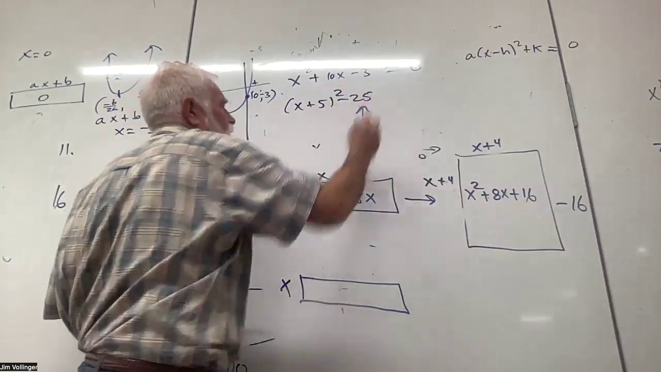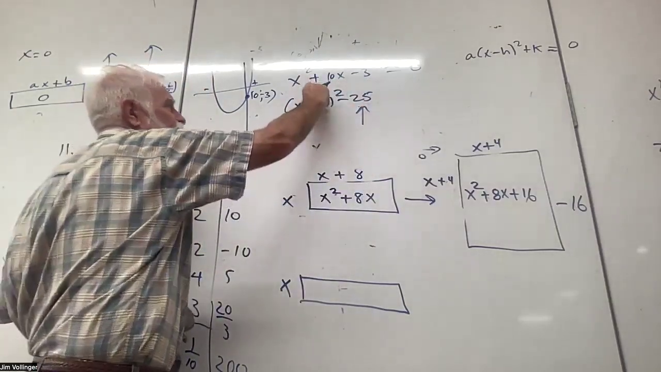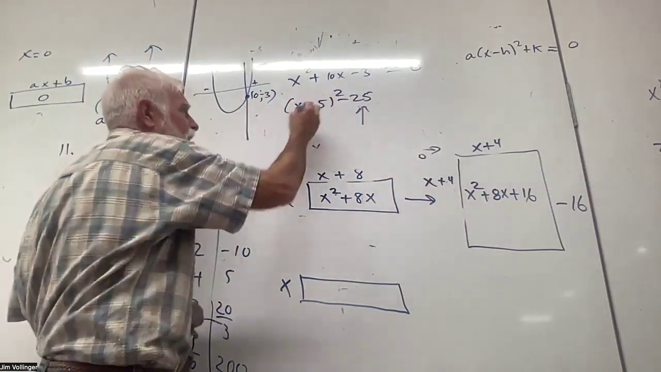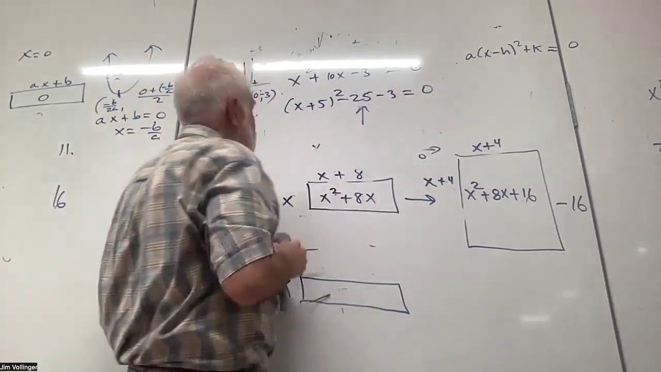I just wanted to point out that it doesn't matter if this is plus or minus, right? It generates 25 units that I don't see up here, so I got to take it away. In this case, it's positive. Right? And I still have -3 equals 0. Piece of cake.